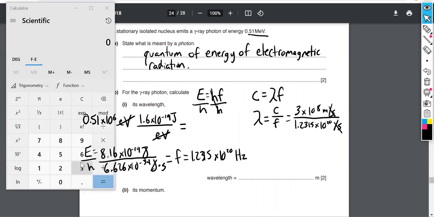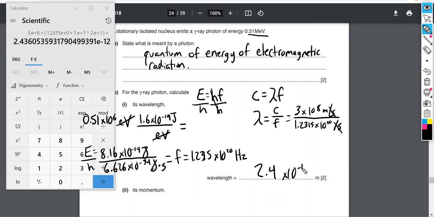All right, speed of light, 3 by 10 to the 8, divided by open parentheses, right? Divided by scientific notation, 1.2315 by 10 to the 20. And you get our first answer: 2.4 times 10 to the negative 12 meters.